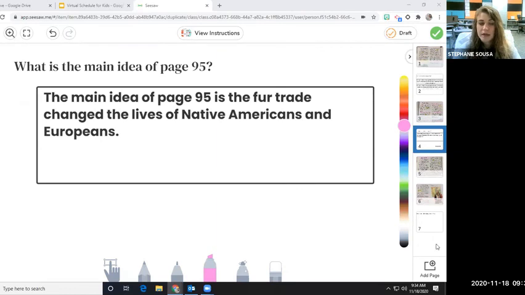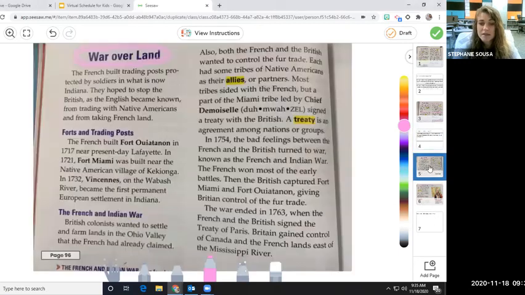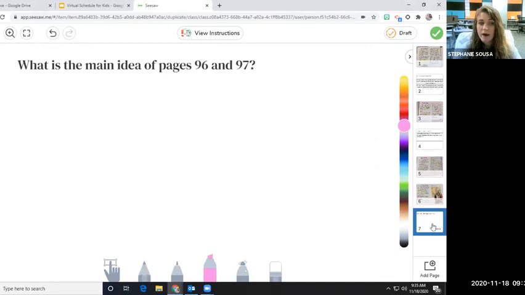Okay, so again, during work time, you are going to continue this assignment by looking at slide 5 and 6 and writing the main idea of those pages. Okay, all righty.